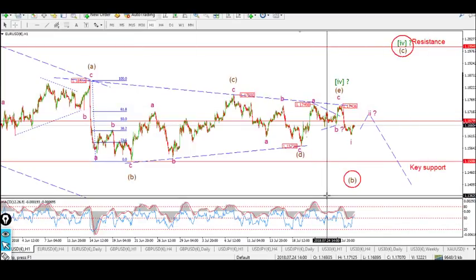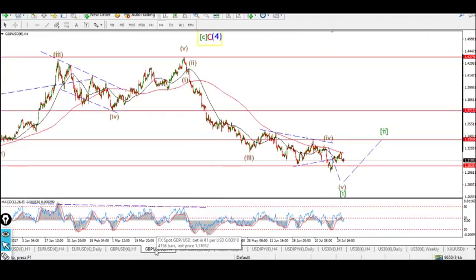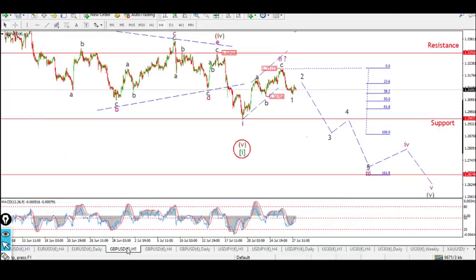Okay, so let's go down to pound dollar. Pound dollar, we had a triangle again in wave 4, and we have a little bit more clarity in the wave count. There's a moment of clarity that we need in euro dollar, but I think pound dollar has given us that bearish signal of the completion of the triangle. So let's get down into that and see how that's worked out.